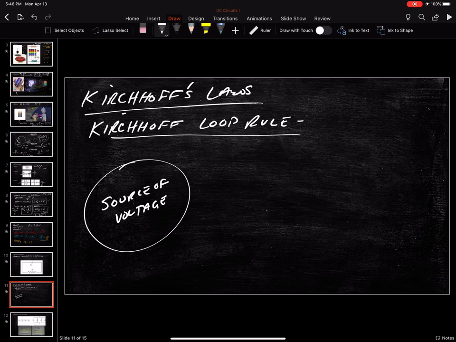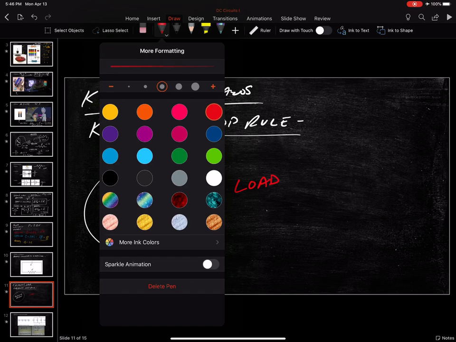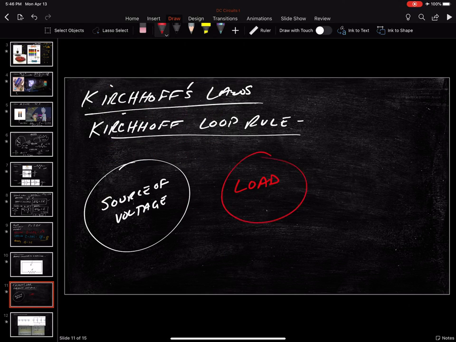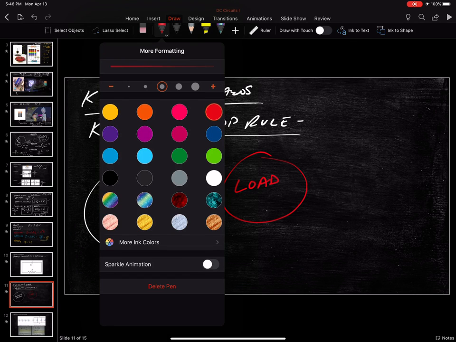Okay? And by source of voltage, I mean that this is something like a battery or a generator or something like that in AC. So this is completely general. And this is hooked up to a load. Okay? And by load, I mean that this might be a bunch of resistors, a bunch of light bulbs, capacitors, whatever it is you want. Okay?